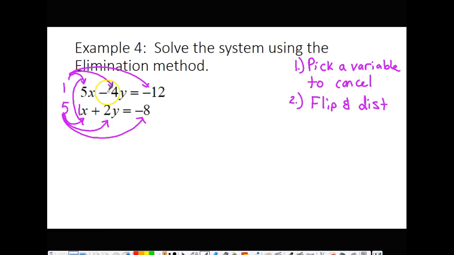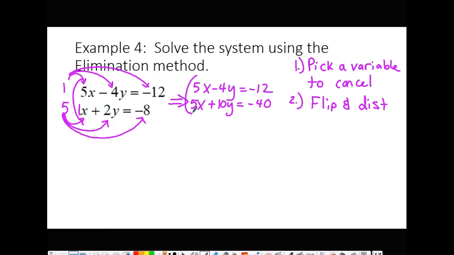So if I distribute on the top, what I would get is 5x minus 4y equals negative 12, right? We're just multiplying by 1, so nothing changes. On the bottom here, 5 times 1 would give me 5x. 5 times 2 would give me 10y. And then 5 times negative 8 would give me negative 40.